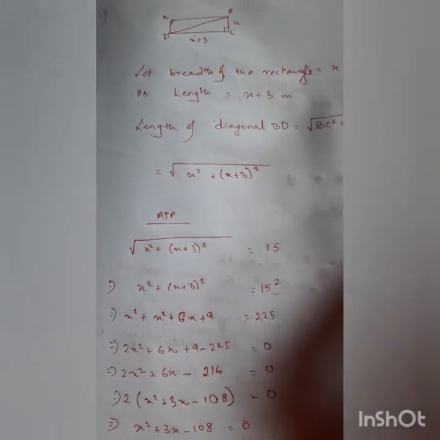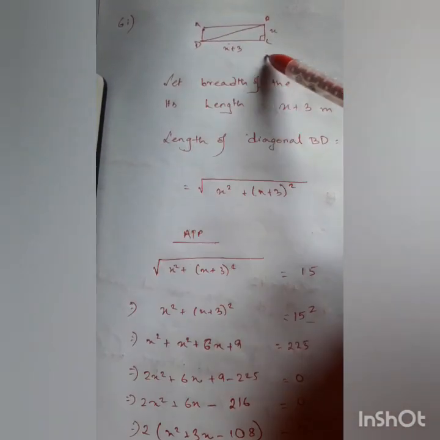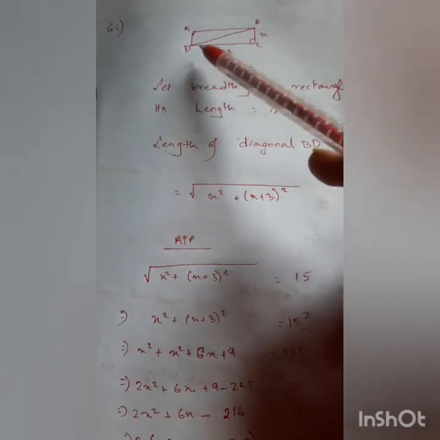Now the length of the diagonal is given. If ABCD is our rectangle where x is the breadth and x plus 3 is the length, then BD is our diagonal.